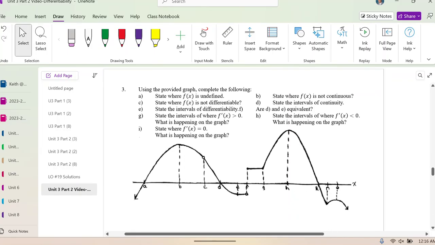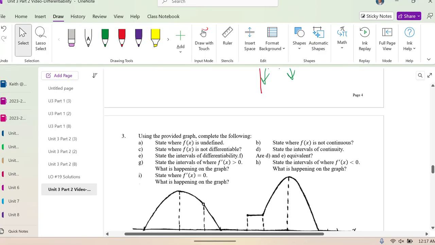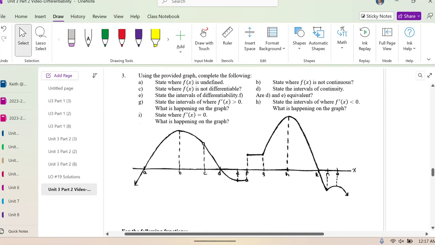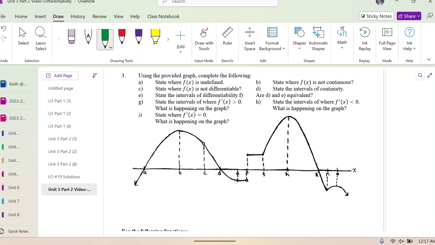All right, the next one, notice here, it says use the graph provided to complete the following. State where f of x is undefined. Well, if you look at undefined, that would be at C. And that's it. Everywhere else, f of x is defined. Part B, it says state where f of x is not continuous. Well, at C, there's a hole. At F, it's broken up. And that's it.